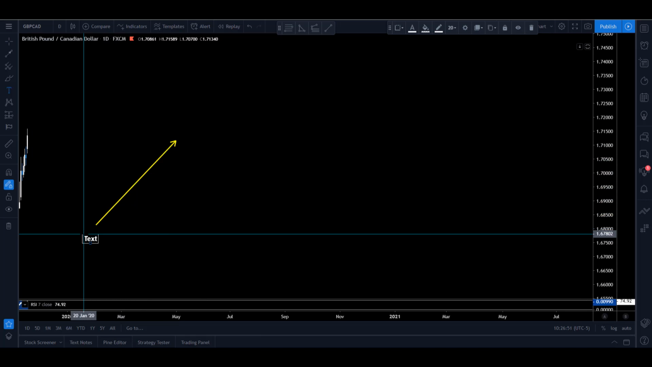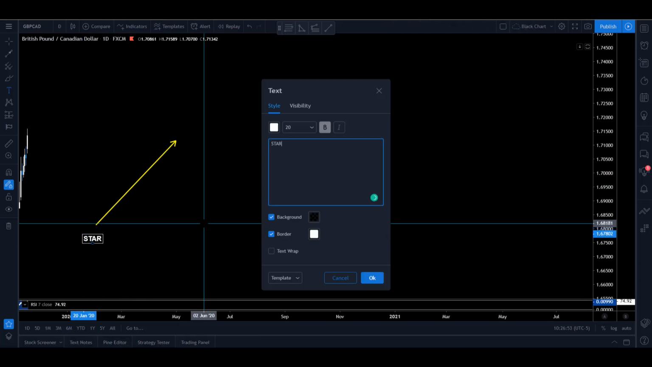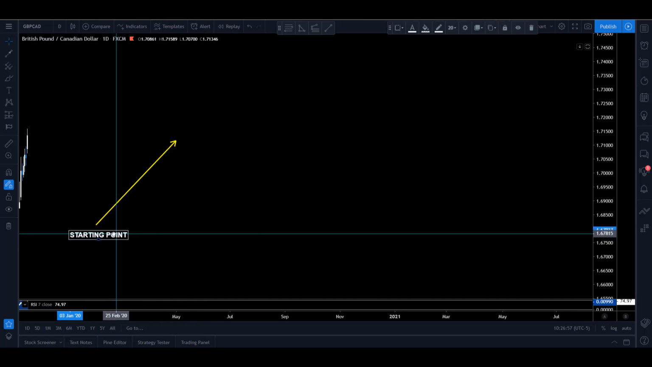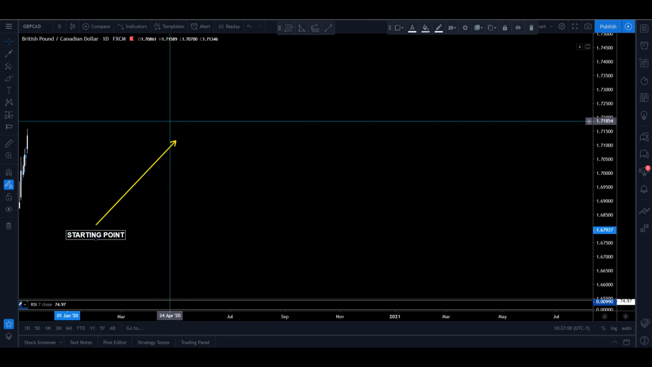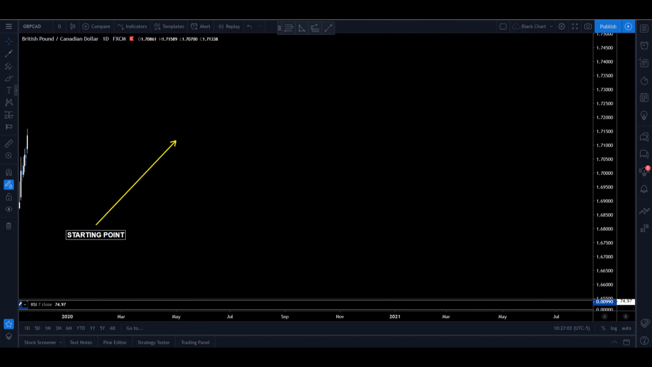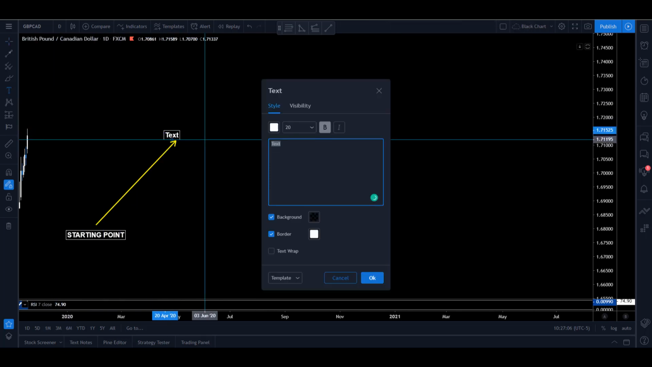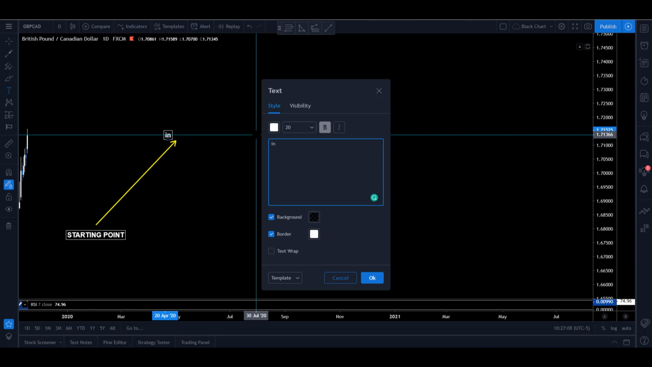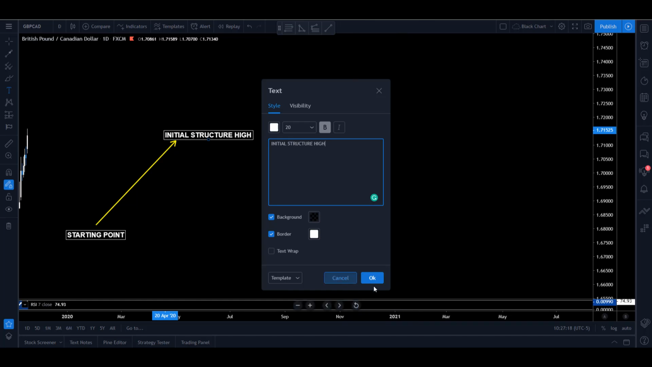So we're going to label this first part our starting point. This is where our move starts. The market makes a deliberate move from a swing low to a swing high. Would you guys agree? The end of this move is going to be called our initial structure high. I cannot spell. Initial structure high. There we go.